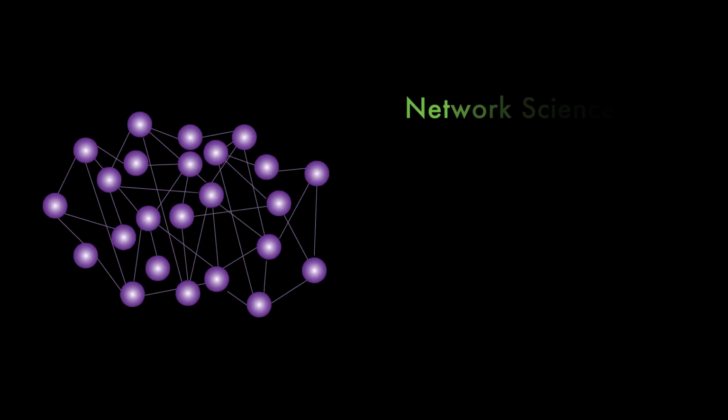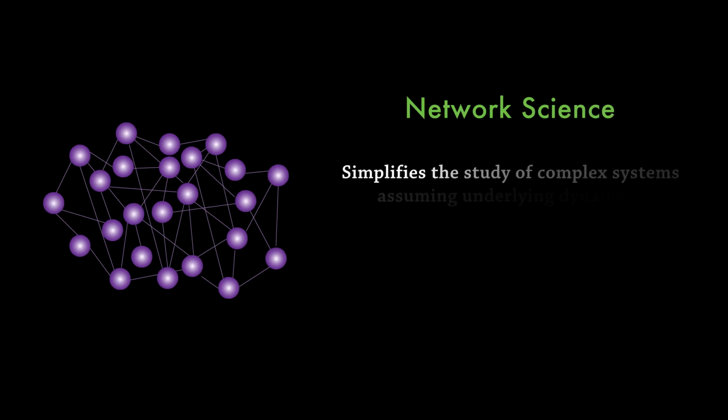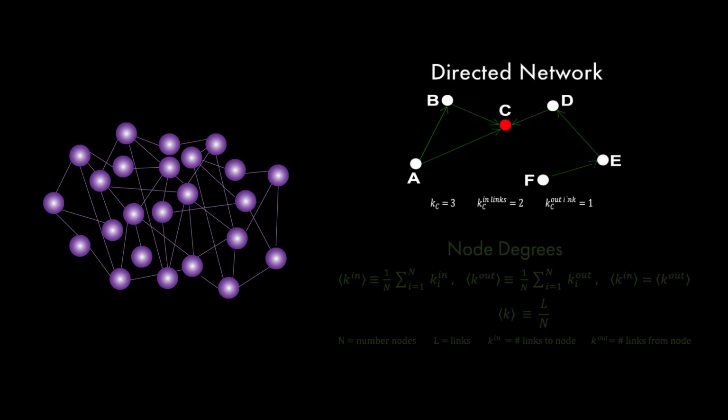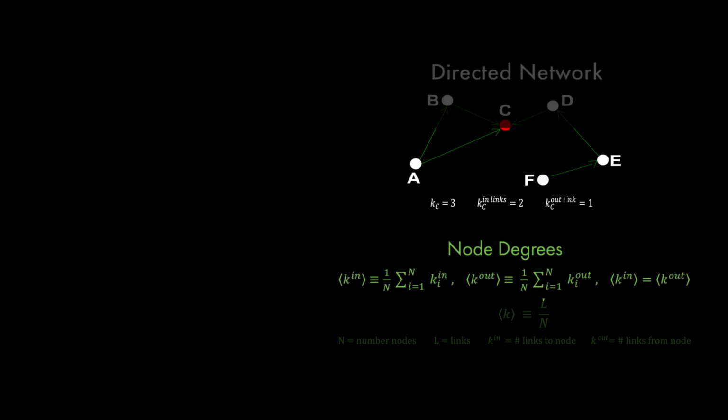The powerful abstraction of network science simplifies the study of complex systems, assuming a certain class of underlying dynamics, or, to use the term we have used in other socio-environmental tutorials, system behaviors. The abstraction also provides a way to use statistics and mathematics to quantify structure and thus function, and networks open up new ways to model system dynamics.